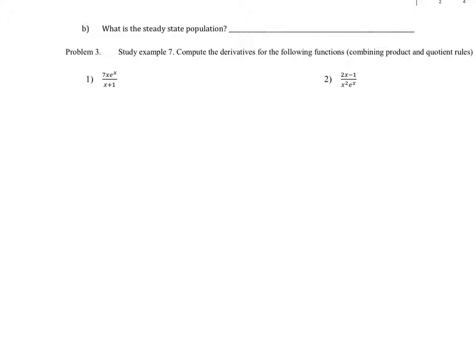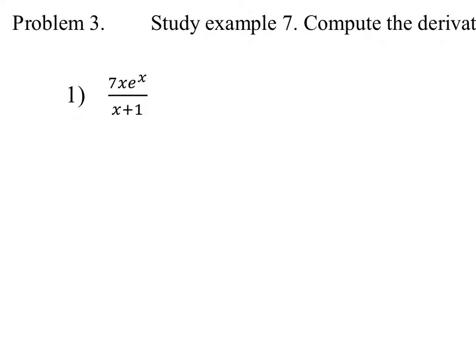The last two examples of this section show you that oftentimes you may have to combine different rules for a problem. So let's look at the first one. If you look at the function, you will see a quotient, and inside the quotient, in the numerator, you also see a product. So sometimes you have to combine two rules. So let's do the first one.